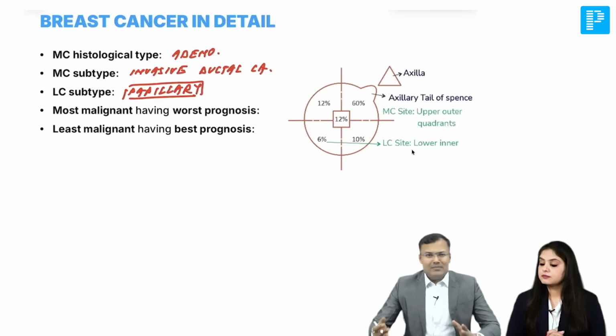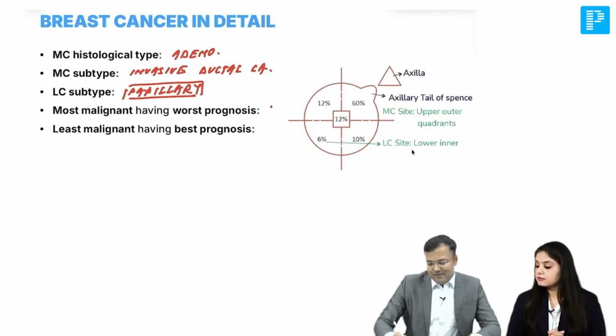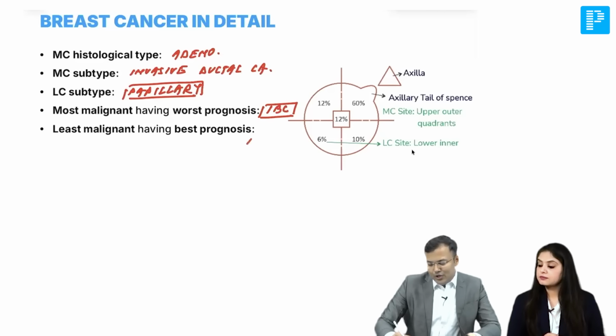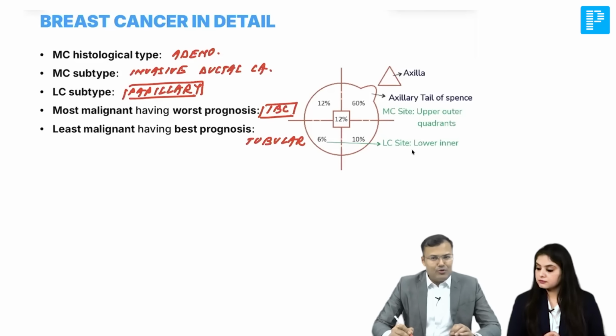Next, which type is most malignant, having worse prognosis? You already know. This is inflammatory breast cancer, and this was asked in NEET PG. Least malignant, having best prognosis. And guys, this is tubular. So least malignant, having best prognosis, that is tubular.